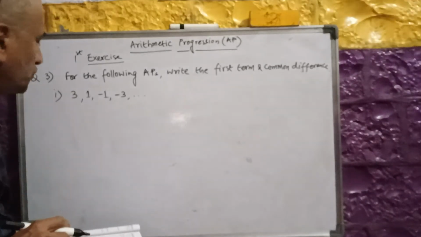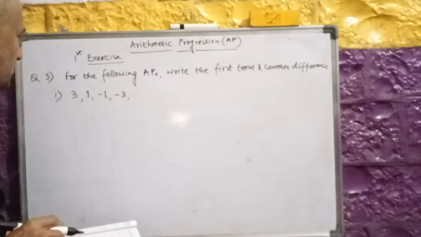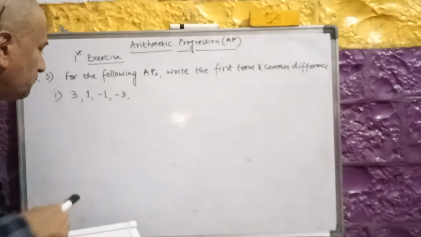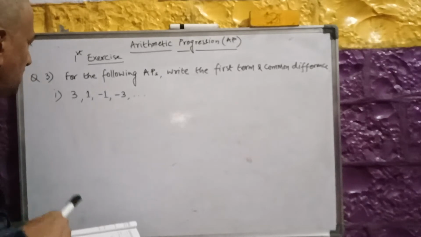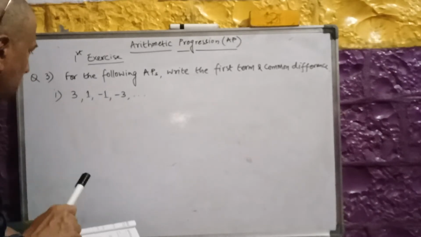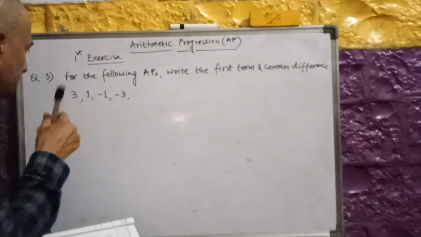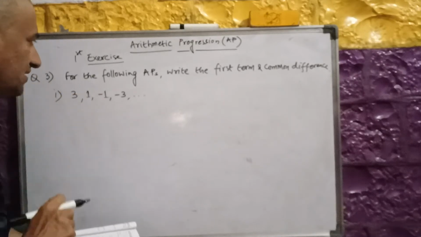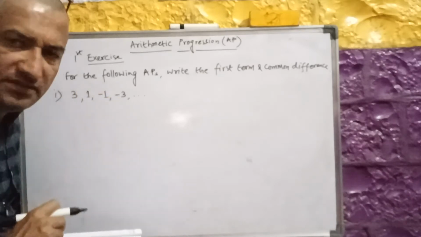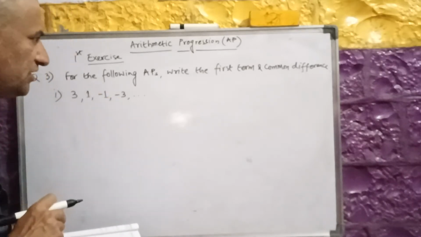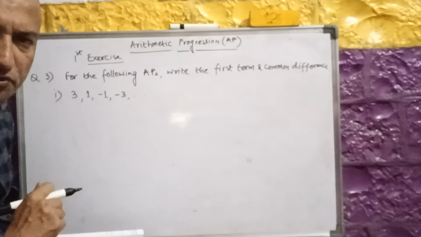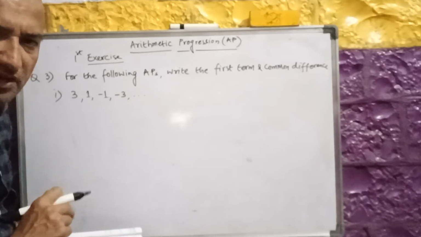Now, coming on to question number 3 in arithmetic progression. For the following APs, the list of APs that are given in this, the first question in the third question is 3, 1, minus 1, minus 3. What they have already given are these APs. We need to find the first term and the common difference. So pause your video here and let me know your answer.